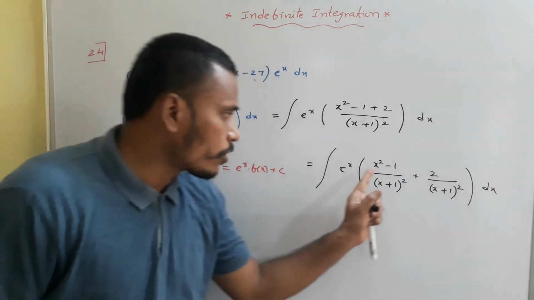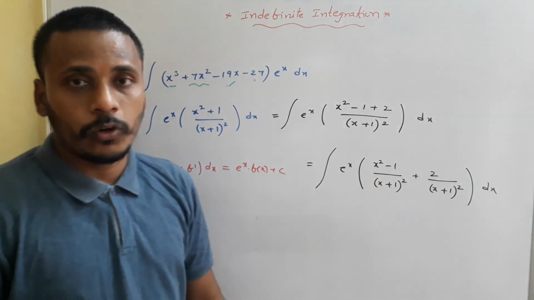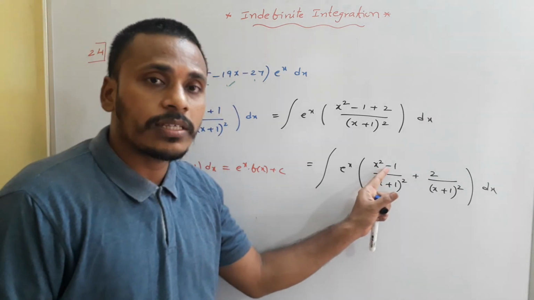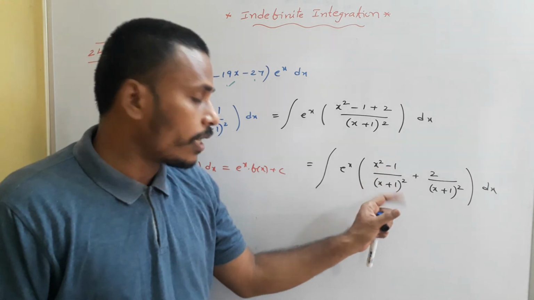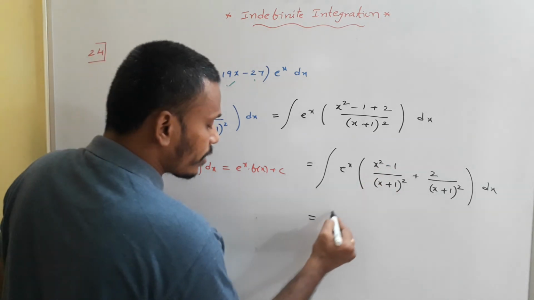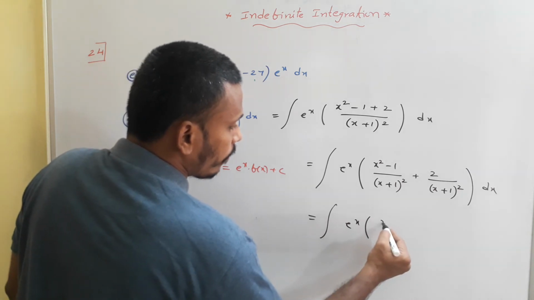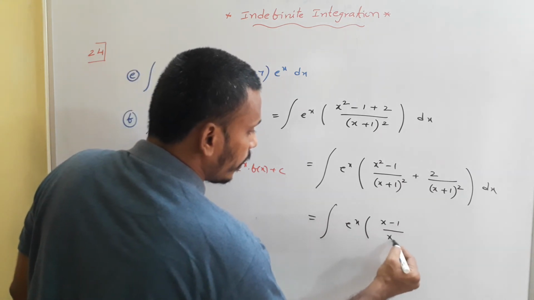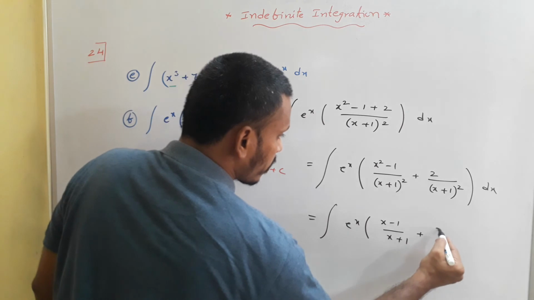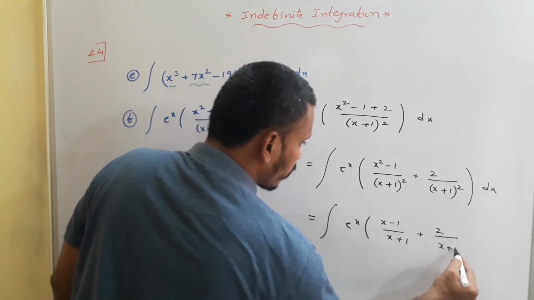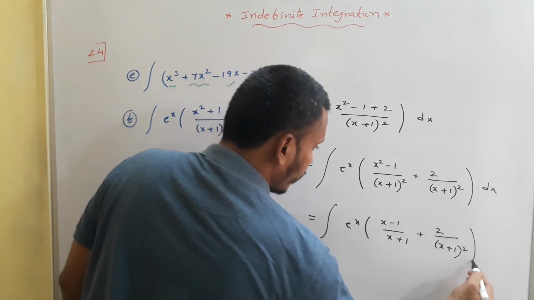Right. Now what do you say about this (x² − 1)/(x + 1)²? x² − 1 is (x − 1)(x + 1), and this is (x + 1)². You just cancel out one (x + 1). What are we left with? We are left with (x − 1)/(x + 1) plus 2/(x + 1)² dx.